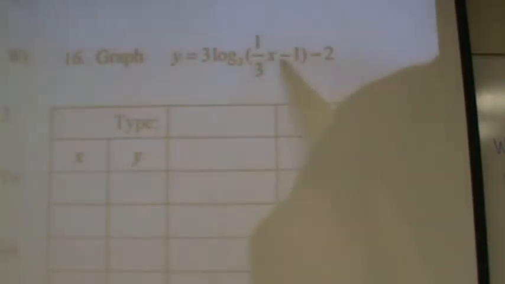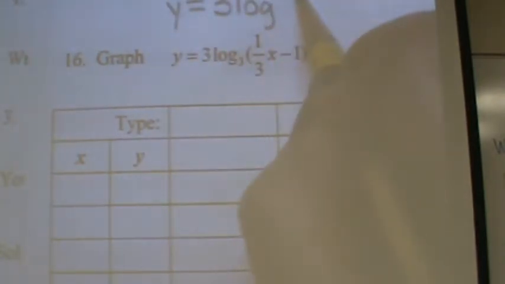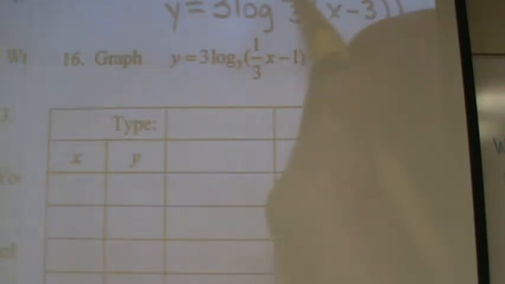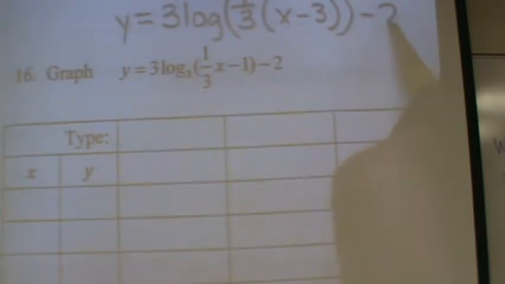Now, do you remember all the steps involved in graphing this one? What did we do with this 1/3? Took it out. And what do you get when you take 1/3 out? Pull out 1/3 from here, what do you get? Minus 3. Good. So now, how do you graph this by hand?